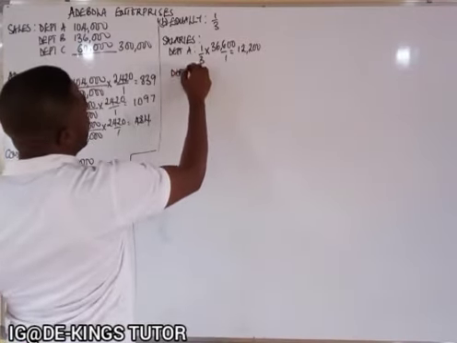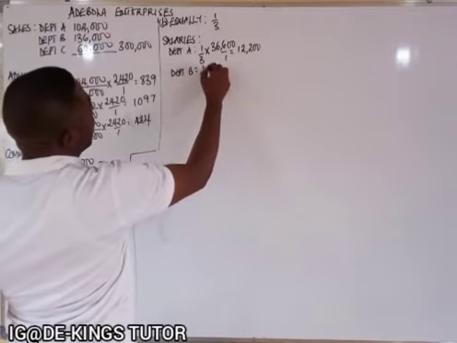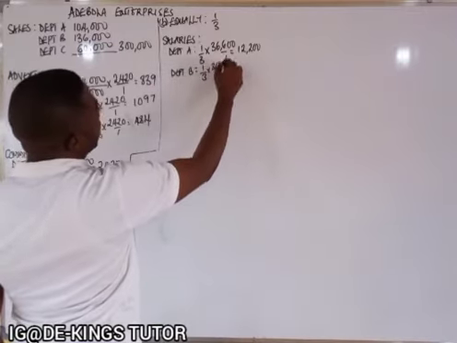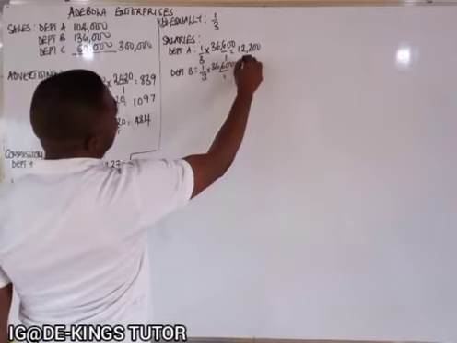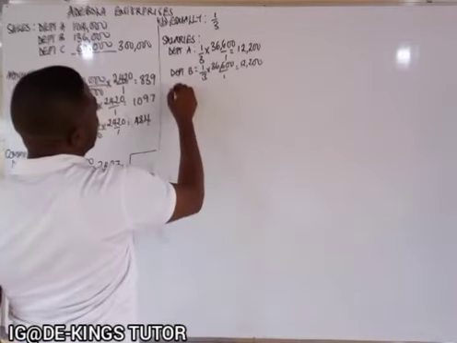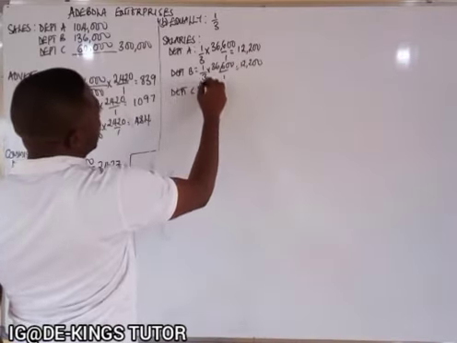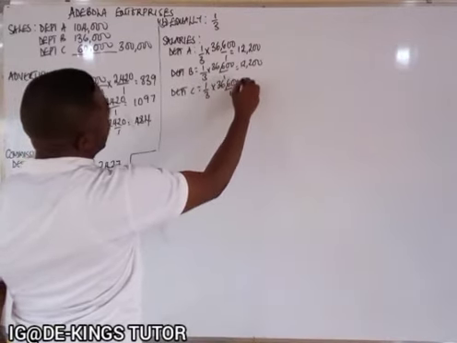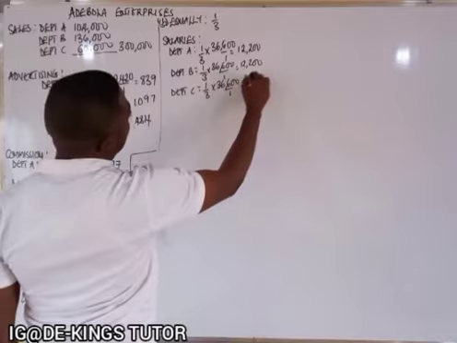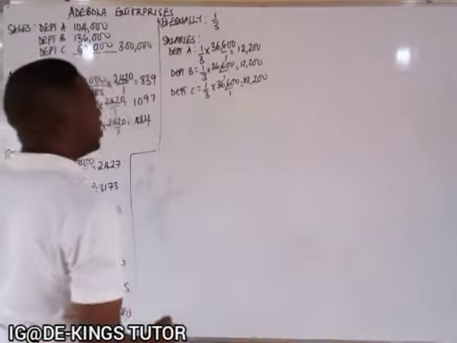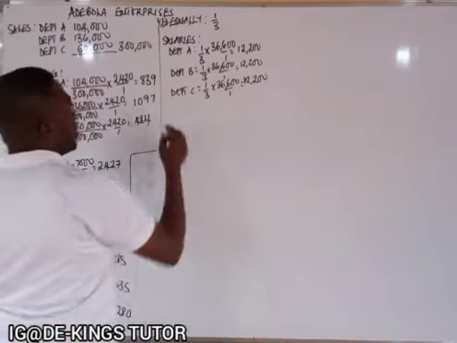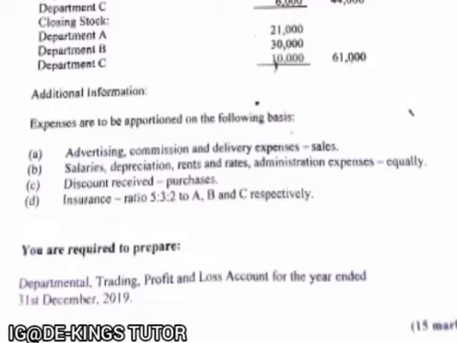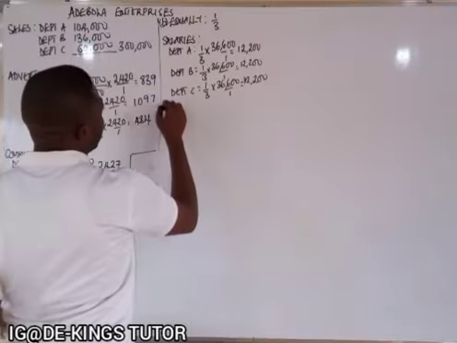Then Department B is the same, 1/3 because it said equal. 36,600 divided by 3 will give us 12,200. And the next one, Department C, same 1/3 times 36,600. It will give us 12,200. That's for the 3 departments. Okay. The next one, we go to depreciation.